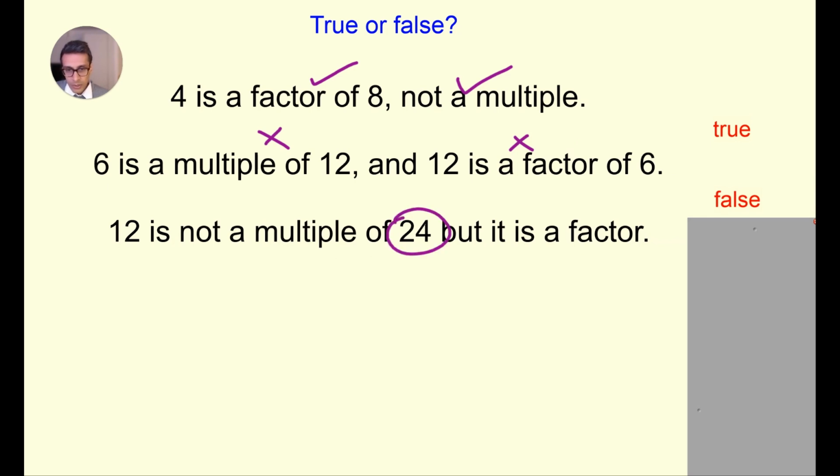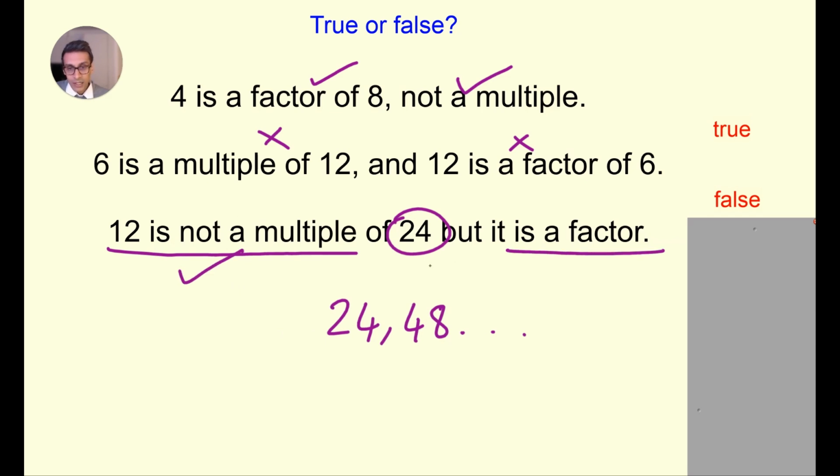12 is not a multiple of 24, but it is a factor. Well, a multiple of 24 would be 24, anything in the 24 times table, so the next one would be 48, and so on. Now in this case, 12 is not a multiple, so that's true. But it is a factor because it does fit into 24, so that works out.